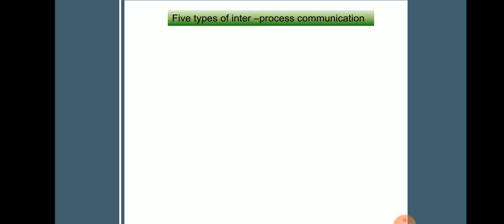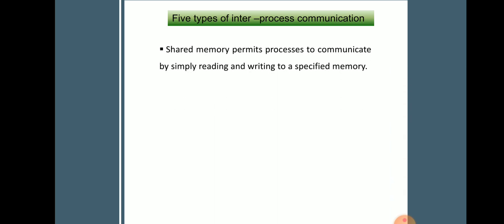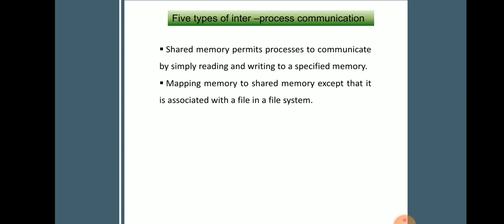attributes. Now there are five types of inter-process communication available. The first one is shared memory, which permits processes to communicate by simply reading and writing to a specified memory location. The second one is mapped memory, which is similar to shared memory except that it is associated with files in the file system.